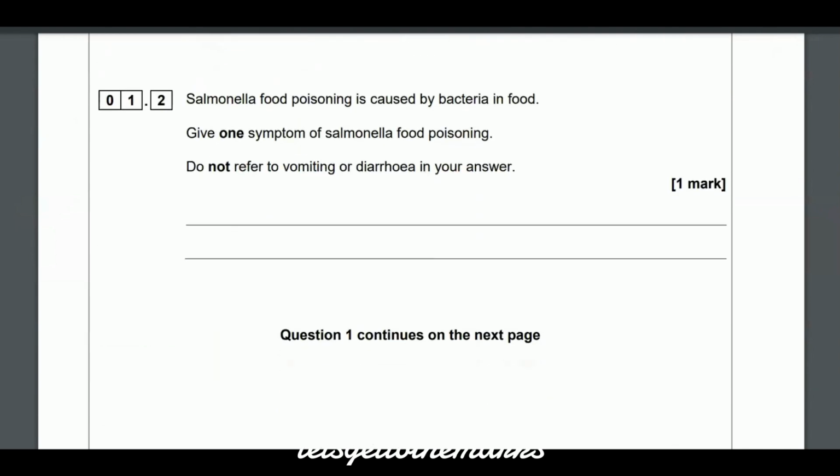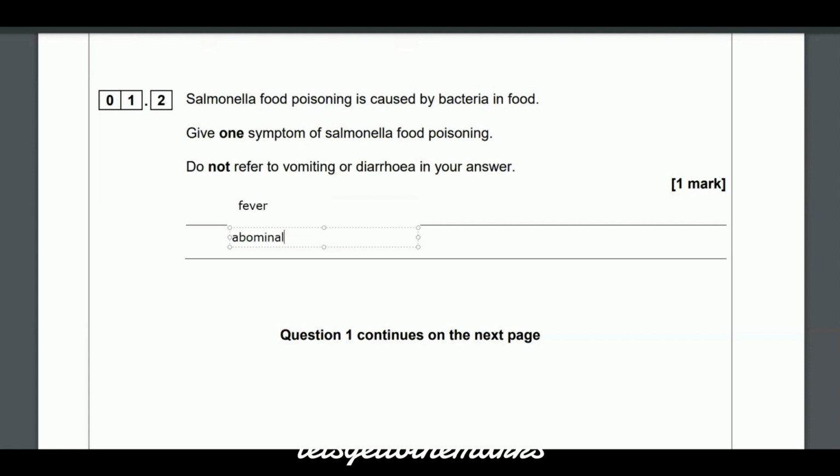Salmonella food poisoning is caused by bacteria in food. Give 1 symptom of salmonella food poisoning. Do not refer to vomiting or diarrhea in your answer. All right, pause and have a go. Okay. There's a whole bunch of answers you can put here. And my favorite guess for a symptom for any illness is fever, because often you will get a high temperature when you're ill, part of an immune response.